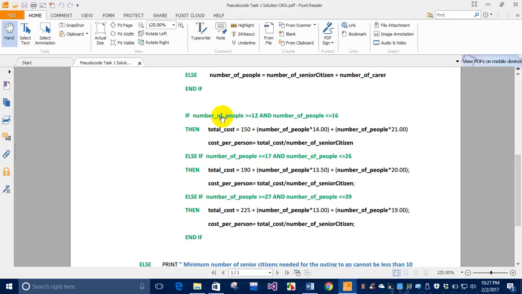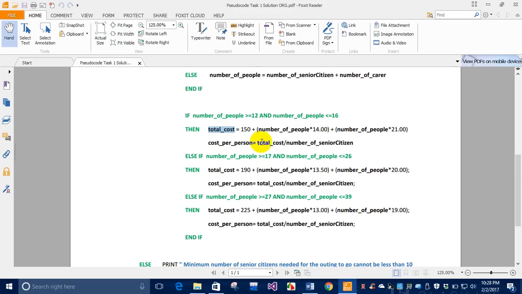Now if the number of people is greater than or equal to 12 and the number of people is less than or equal to 16, then the total cost would be equal to 150, the cost of the coach, plus the number of people multiplied by 14, plus the number of people multiplied by 21. I'll add up these terms and store it in this variable, that is total cost.